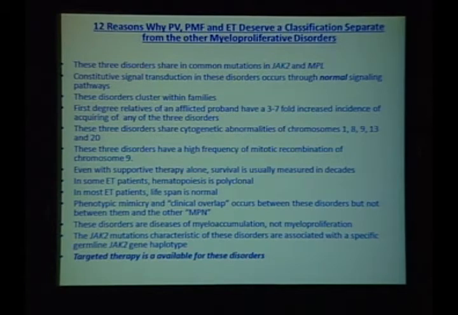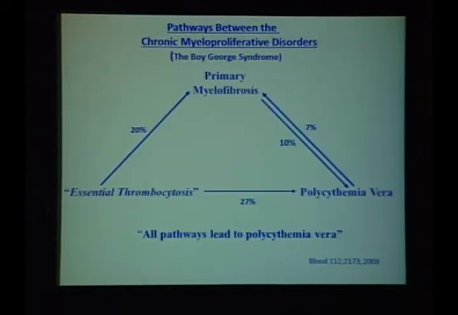So why do I say this? Because here's 12 reasons why those 3 diseases do not belong in that classification. And we have a problem. Here's a 13th reason. These diseases mimic each other and they evolve into each other. So someone who thinks they may have so-called essential thrombocytosis, which really means thrombocytosis of unknown etiology, can morph. In our series, 27% become polycythemia vera. 20% become primary myelofibrosis.